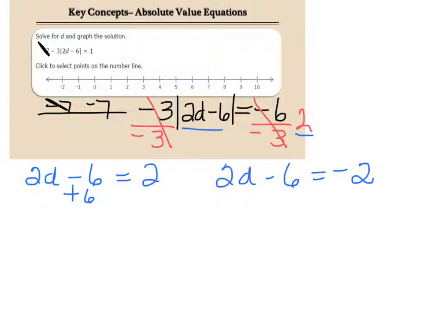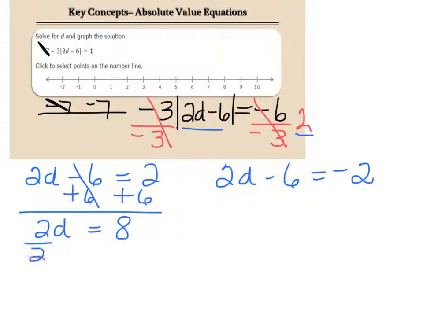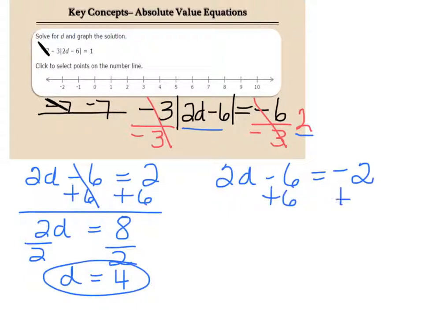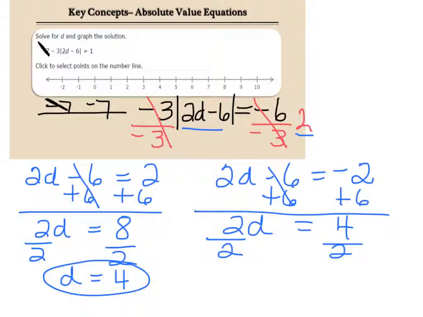I add 6. This is gone. 2d equals 8. Divide by 2. d equals 4. On this equation, again, I add 6. I get 2d. This time I have negative 2 plus 6, which is positive 4. And when I divide by 2, I get d equals 2.